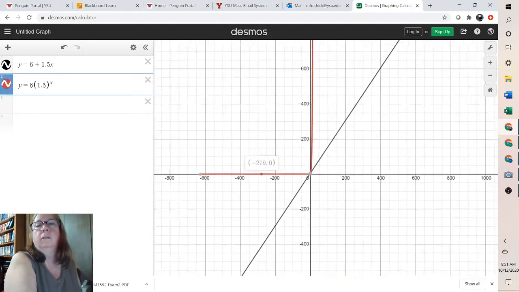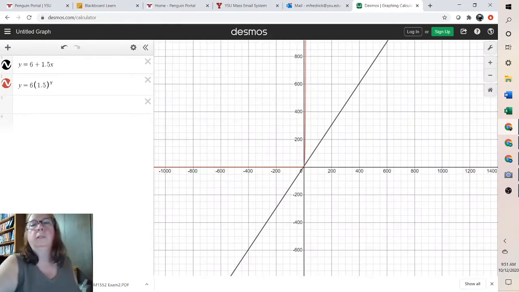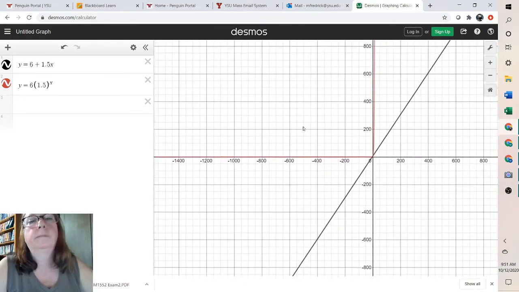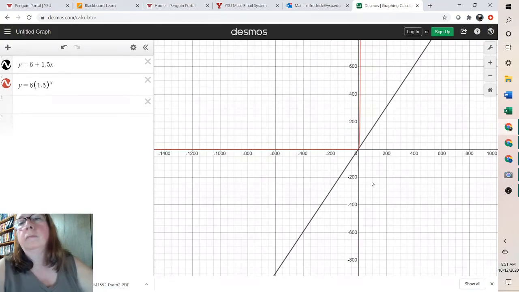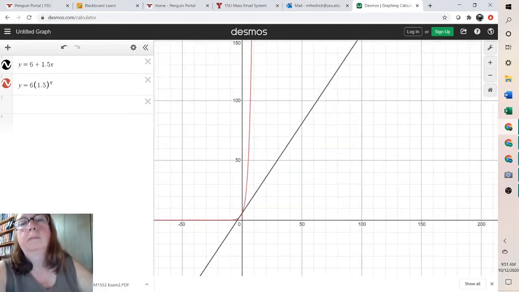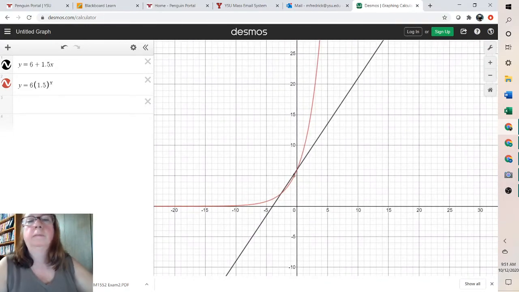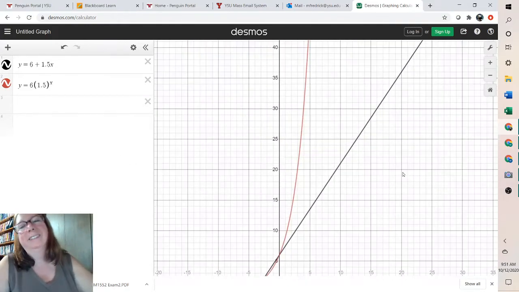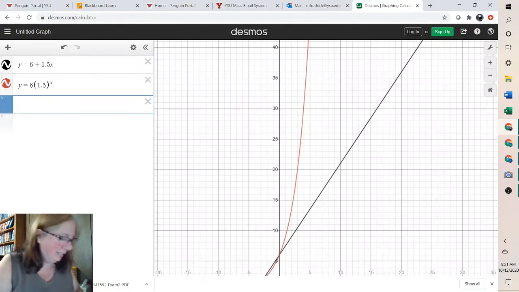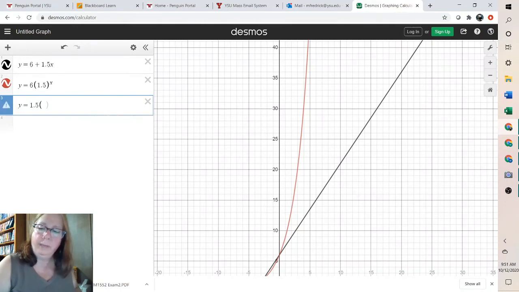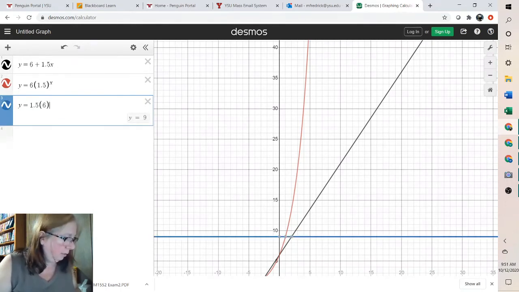Oh wow. Can we change our units? There we go. And the last one, y equals 1.5, and we're going to make 6 the growth factor.